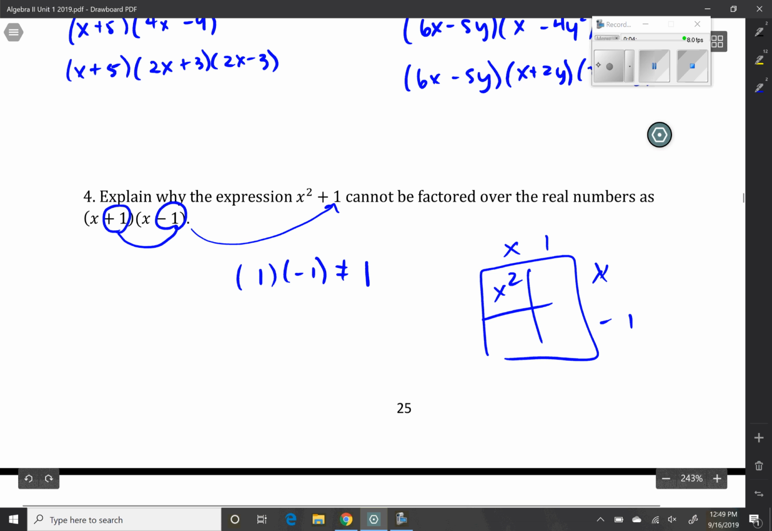You could show that this is x squared, negative x, positive x, and negative 1. These cancel, but this is not positive. There's no way of getting this to cancel with making this a positive value using real numbers.